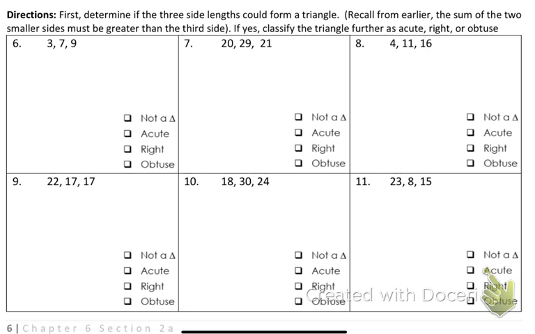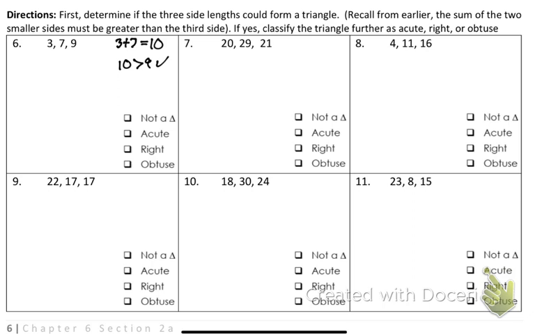So we go here, and we take our two smaller sides. 3 plus 7 equals 10. Is 10 bigger than the third side? 10 is bigger than 9, so we're good. It can be a triangle. So we know it can't be this one.